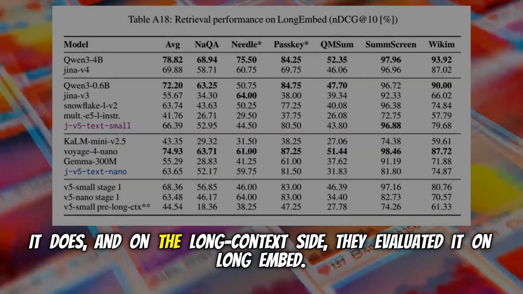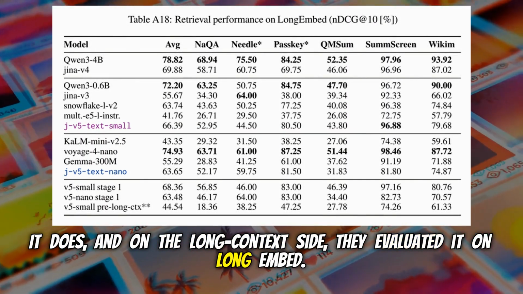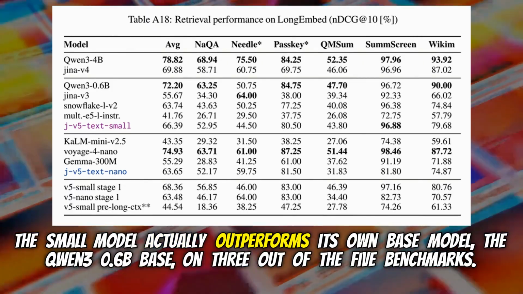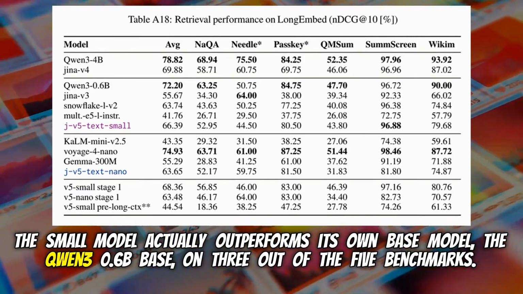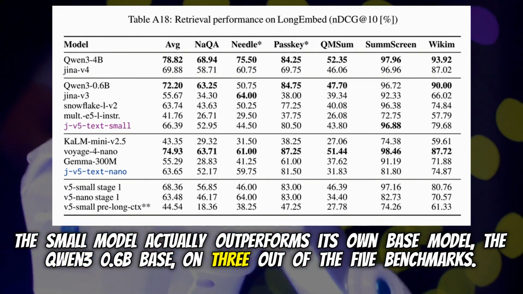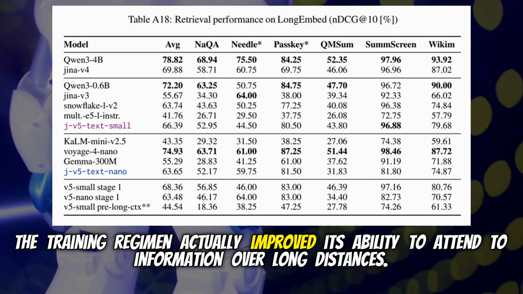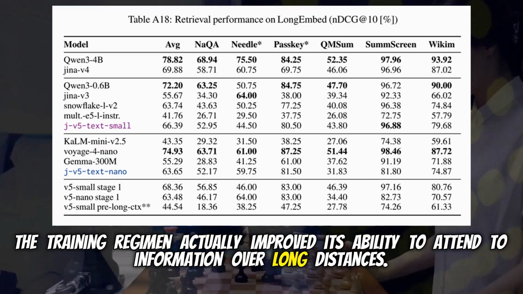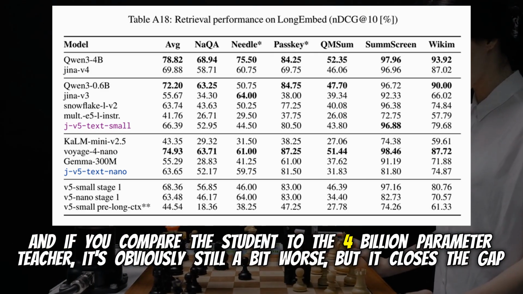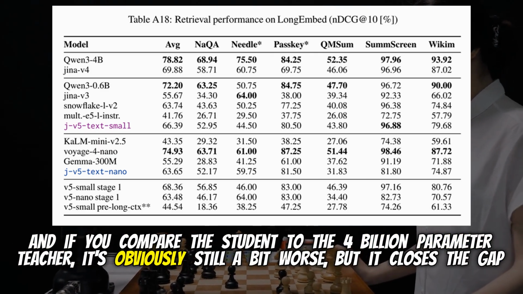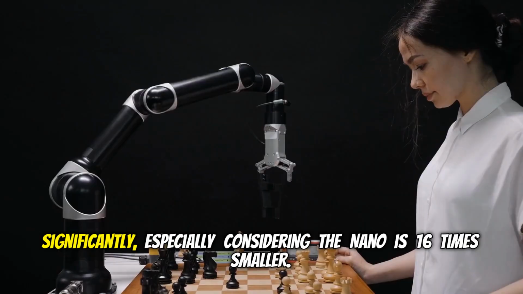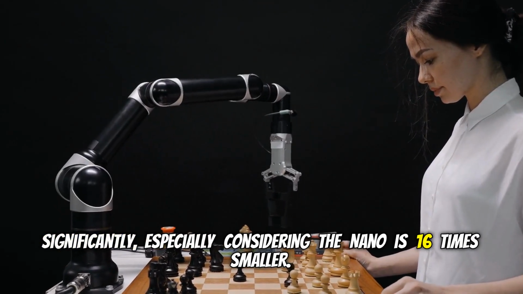It does, and on the long context side, they evaluated it on LongEmbed. The small model actually outperforms its own base model, the Qwen 3 0.6b base, on 3 out of the 5 benchmarks. That's wild. The training regimen actually improved its ability to attend to information over long distances. And if you compare the student to the 4 billion parameter teacher, it's obviously still a bit worse, but it closes the gap significantly, especially considering the nano is 16 times smaller.